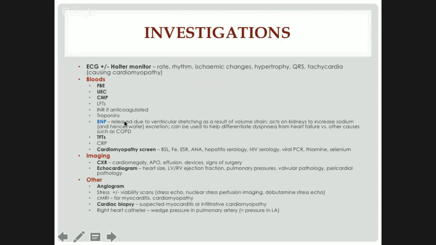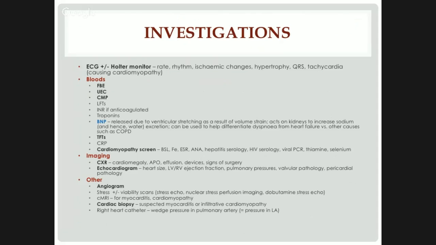Basically, this is a hormone that is released by a stretched ventricle. So when there's too much fluid and the ventricle is stretched out, it releases this hormone. The hormone goes and acts on the kidneys, and what it does is it increases sodium excretion, which means you pee out more water, which is the whole point of it.